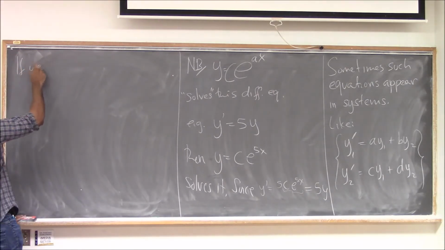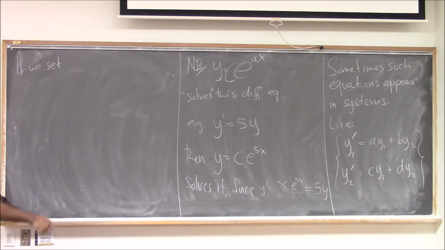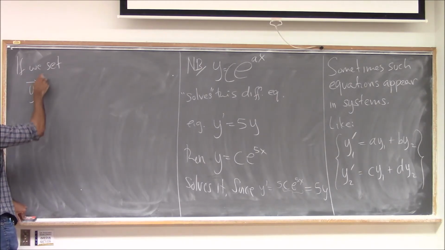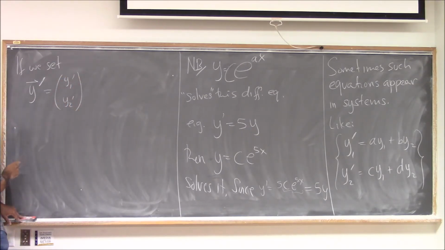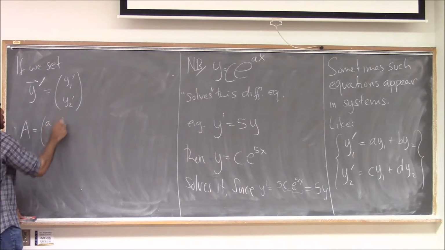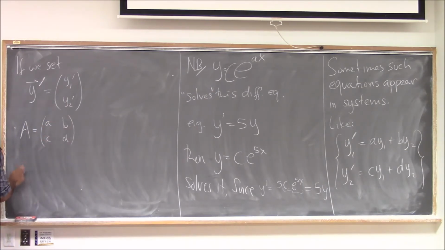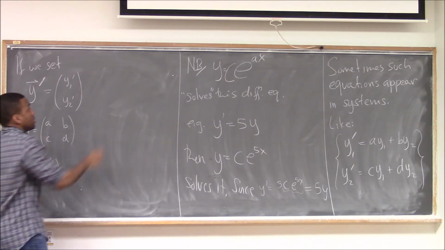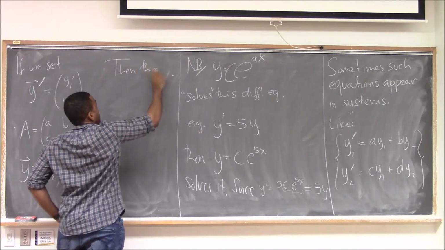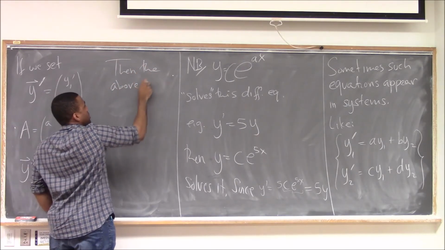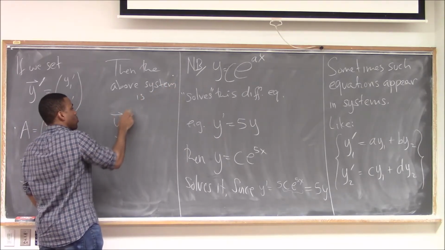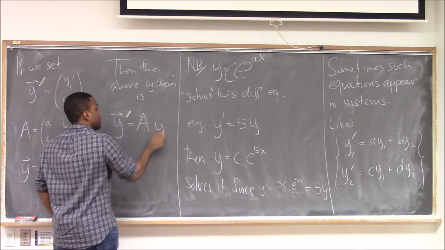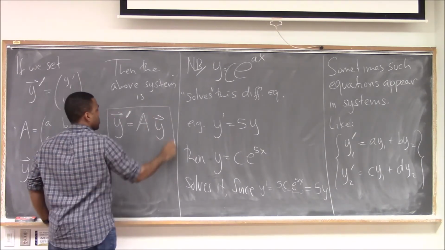If we write this in matrix form, right? So if we set, let's say, y prime the vector, I can write it as y1 prime, y2 prime. I can set the matrix A to be A, B, C, D. And I can set the matrix Y to be y1, y2. Then the above system is y prime equals A times Y. Right? That's the matrix form of the above system.